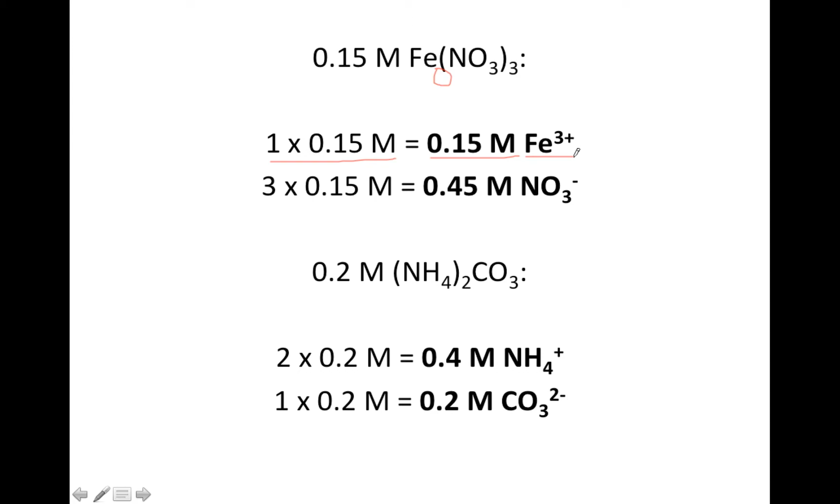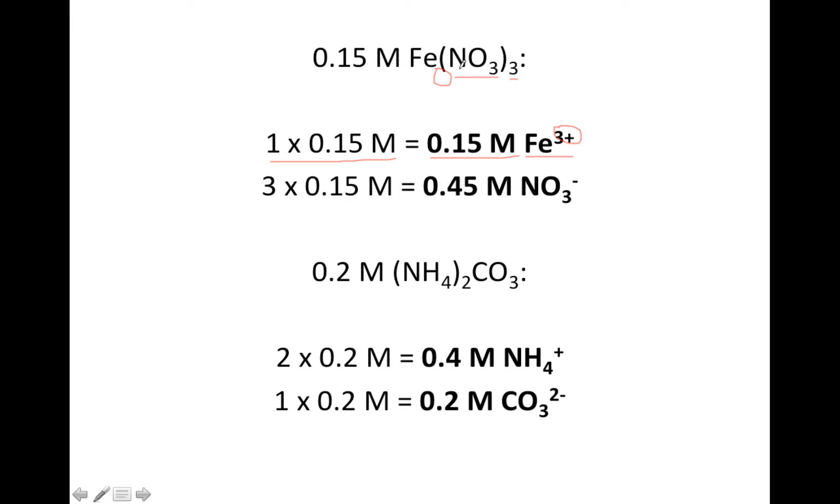Now you may be wondering where I got this +3 from, because iron's a transition metal, so you can't just look at the periodic table. You can figure out it's +3 because nitrate is a polyatomic ion with a -1 charge, and if there's 3 nitrates, that's a total of -3. It must mean that the Fe is +3.